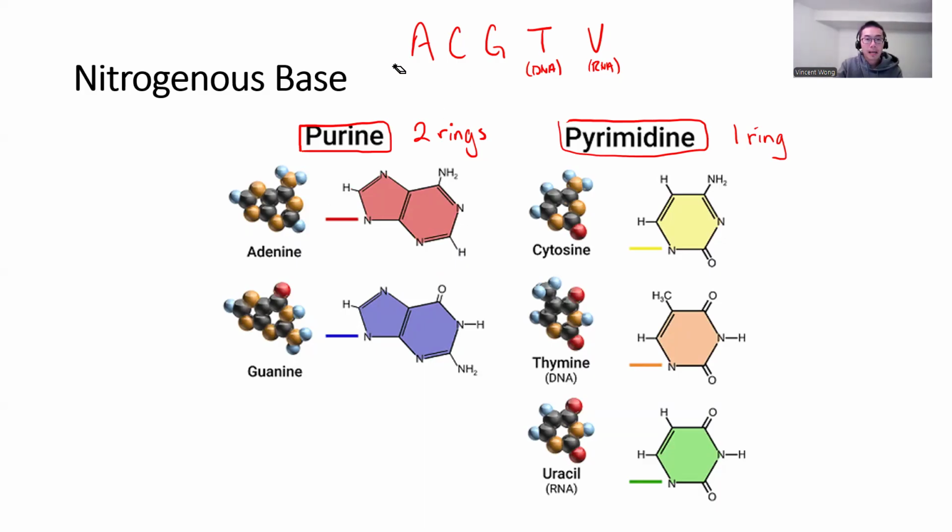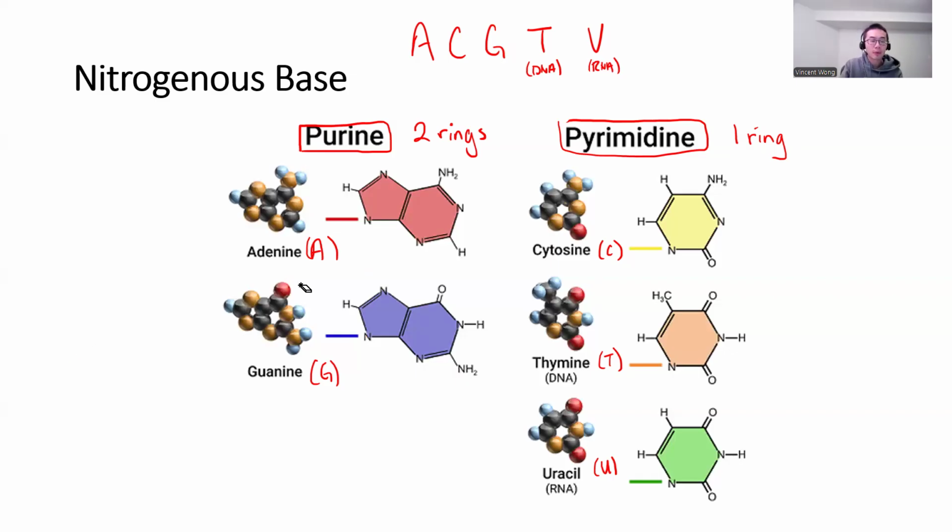Now, the adenine, which is what the A stands for, and guanine, that's how you pronounce these things. Adenine and guanine are purines because they have two rings. On the other hand, the cytosine, the thymine, and the uracil are all pyrimidines and they only have one ring. So on the test, I may ask you which of the following nitrogenous bases are purines? Then you have to know it's A and G. Everything else is going to be pyrimidine.